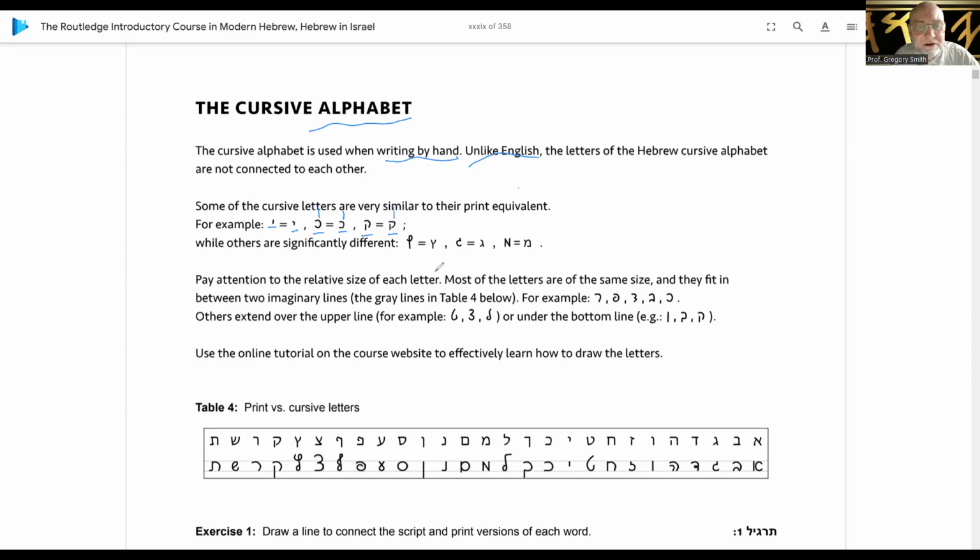While others are significantly different, we have tzadi. There's a cursive tzadi. Here's a gimel. Look at how different that is. That's supposed to be a cursive gimel. Mem, look at that. It looks like an inverted English N. Well, it does look like an actual English N, not inverted. Yeah, okay.